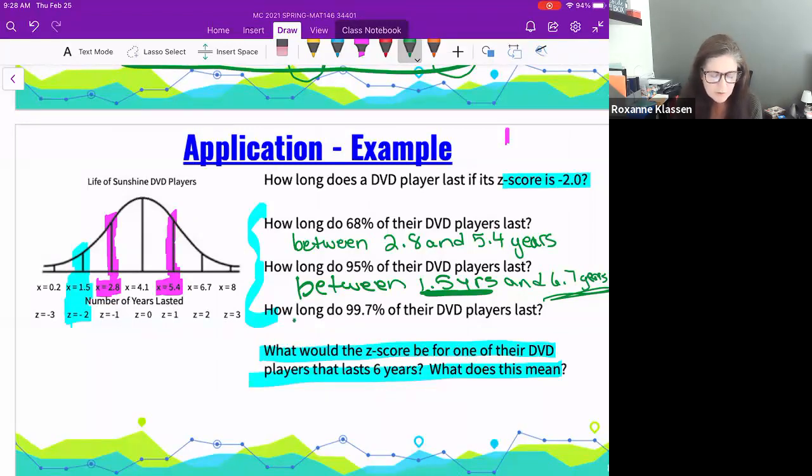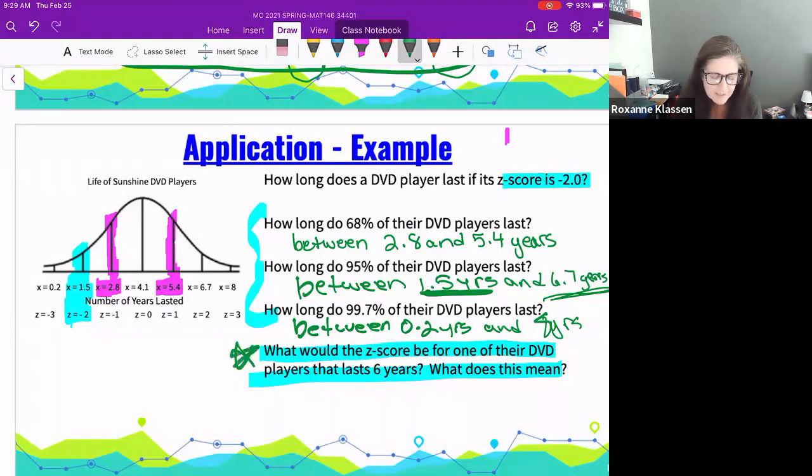Okay, and this last one, well, this is silly, right? Between 0.2 years and 8 years. Well, this is where your luck might come in, right? Are you unlucky? Are you going to get the one that lasts 0.2 years? Or are you going to get the one that lasts 8 years? Or somewhere in between. But notice that for most people, it lasts almost 3 years and less than 5.5 years.